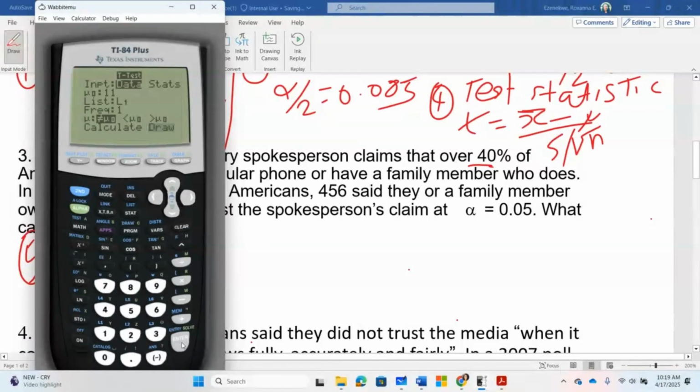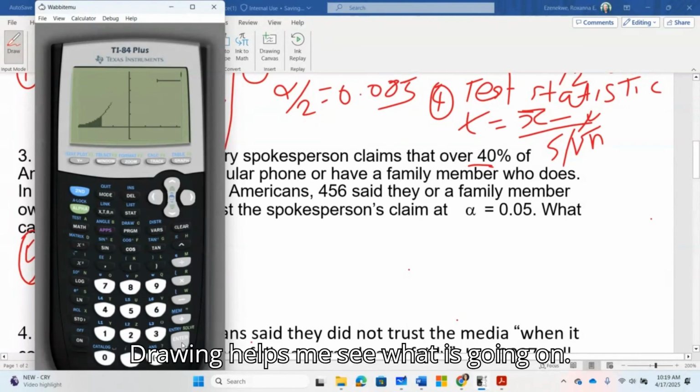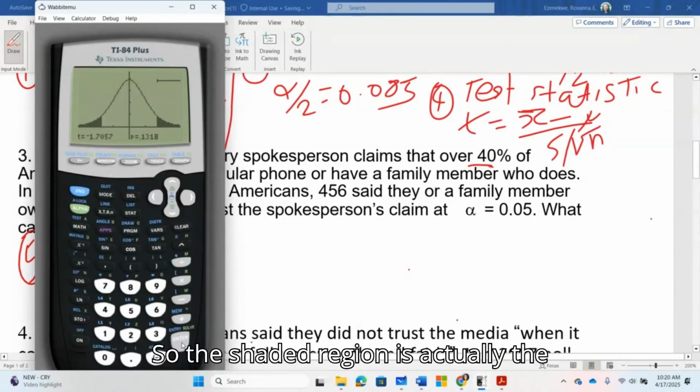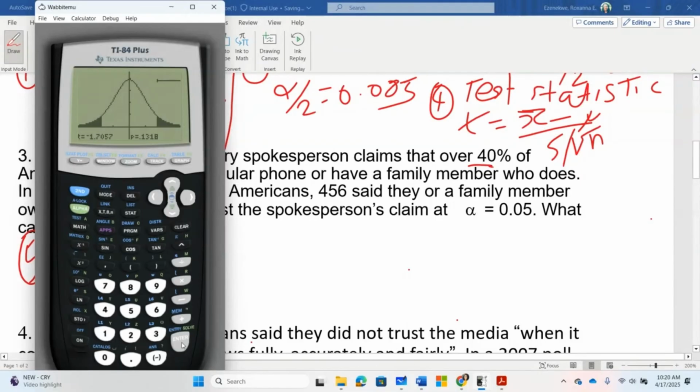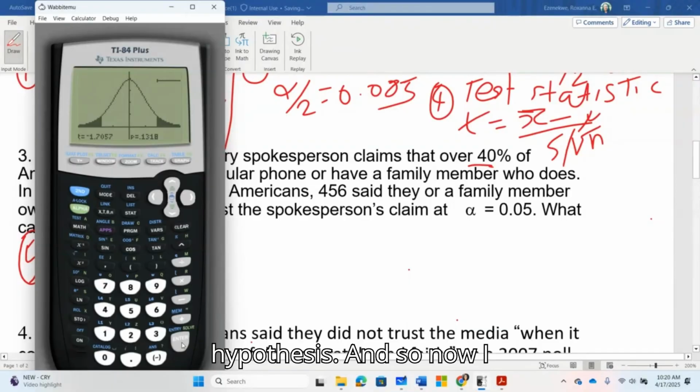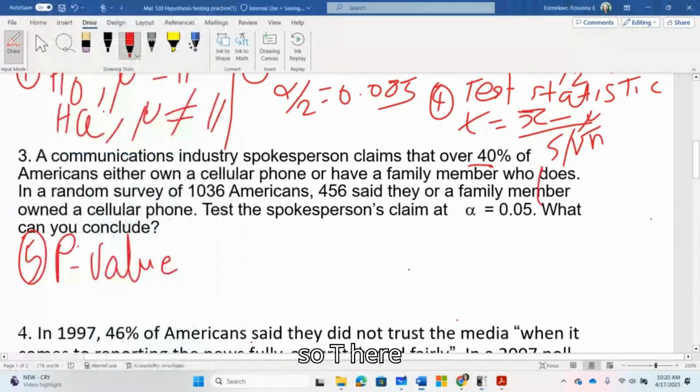Okay, then I like to draw those. So let me draw. Drawing helps me see what is going on. The shaded region is actually the sum of the probability of rejecting the null hypothesis. And so now I found that the total p-value, left and right, is 13.18, okay? And the calculated test statistic is negative 1.771.